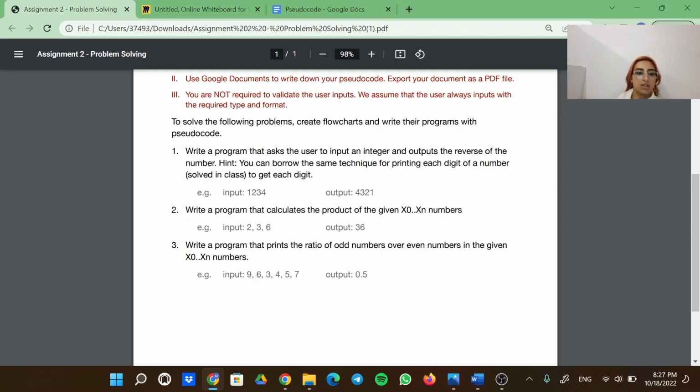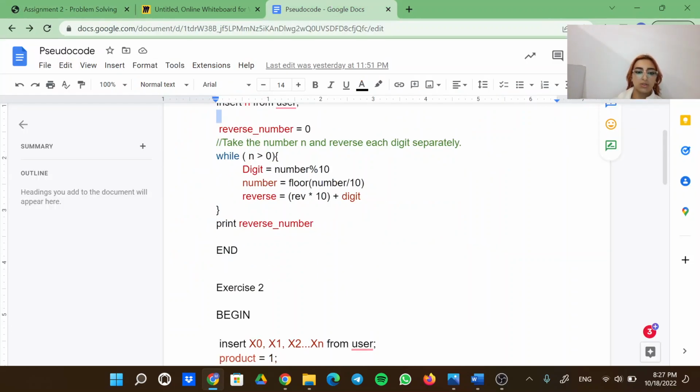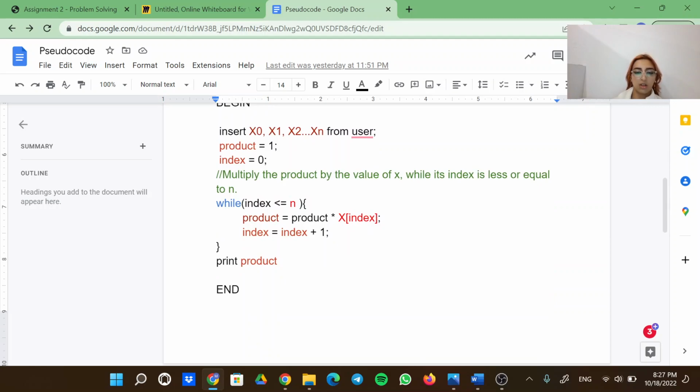second exercise was to write a program that calculates the product of the given x0 to xn numbers. Input 2 3 6, output 36. Pseudocode says insert numbers from user. Okay. Product, initially we take the product is 1. Index is 0. We suppose that none of the numbers is 0, so the product is at least 1. Index is 0 because we start from 0. Multiply the product by the value of x while its index is less or equal to n.